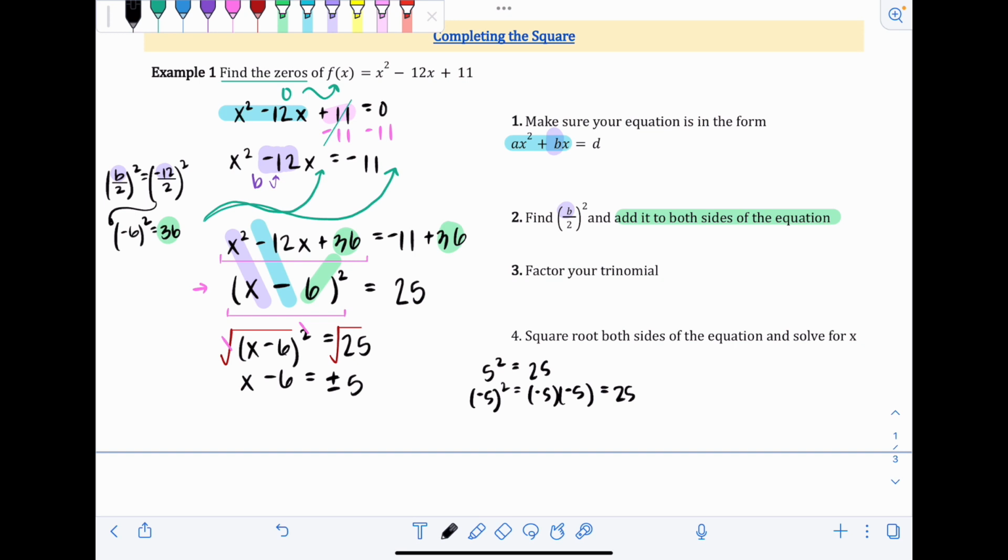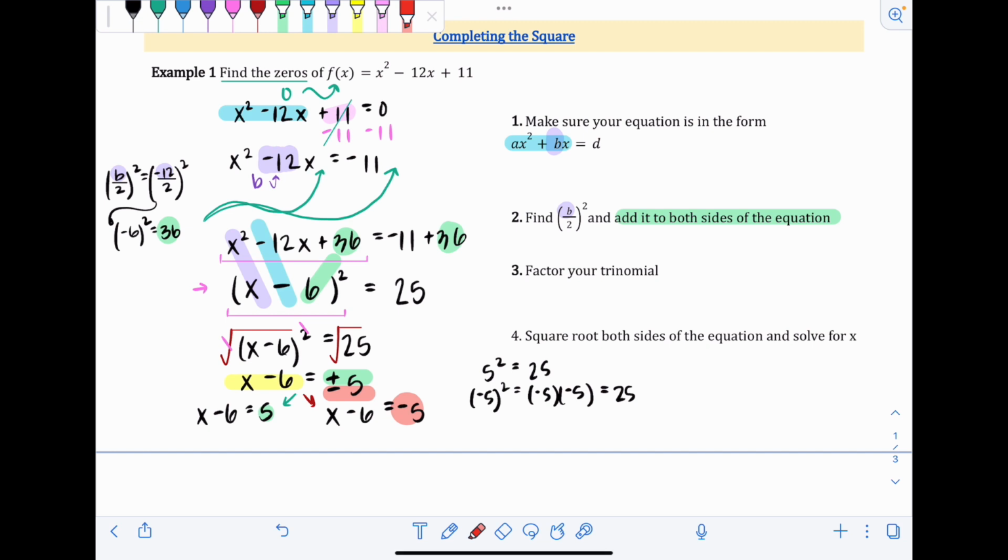And now that we have our square root done, we need to create two different equations, because we're going to have two different answers. So one of them is going to be x minus 6 set equal to the positive 5. So we would do x minus 6 equals positive 5. And then the other one is going to be x minus 6 set equal to the negative 5. Because it can be equal to positive or negative 5, so we need to do both.